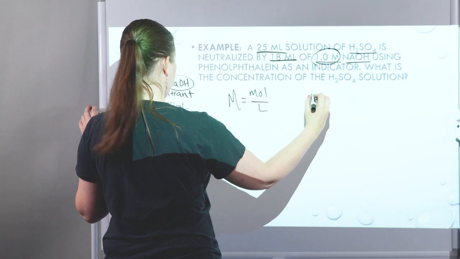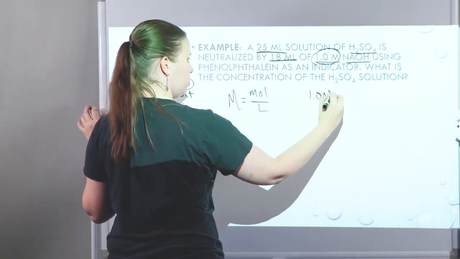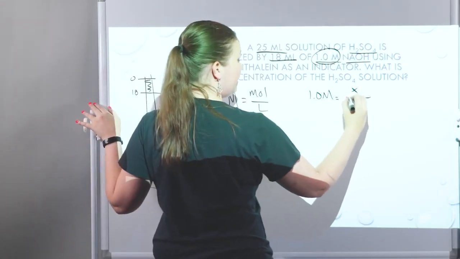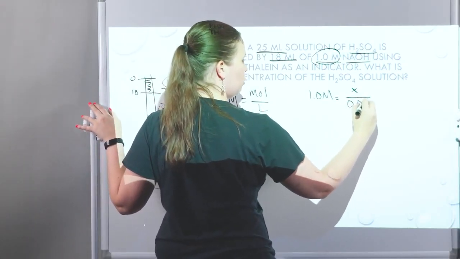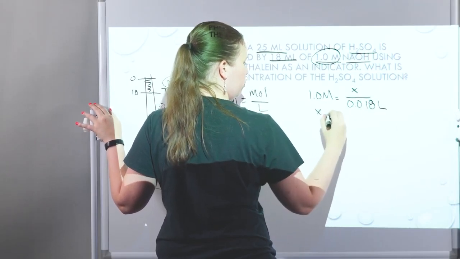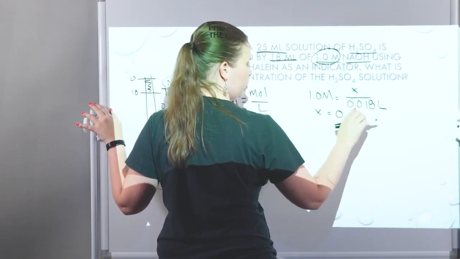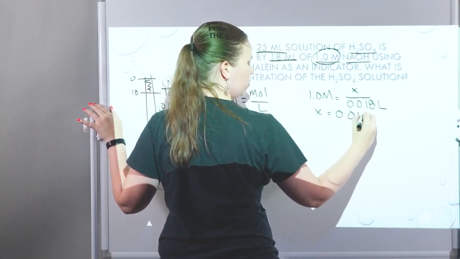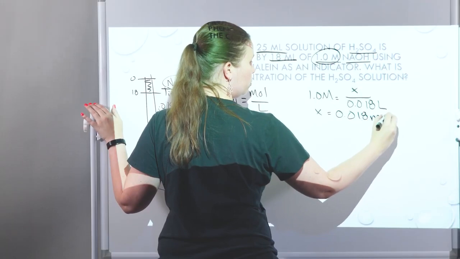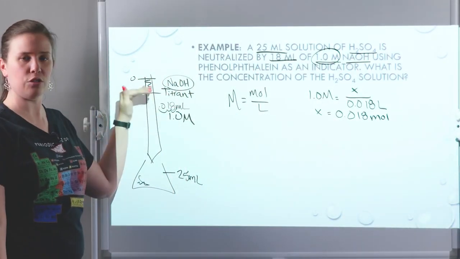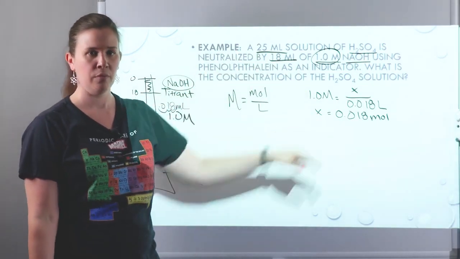So let's plug in the molarity of 1.0. We're solving for moles on the top. And in liters, the volume would be 0.018. So we get a total of 0.018 times 1, of course, would be itself, 0.018 moles now with the first step, using the known concentration and volume to get moles.